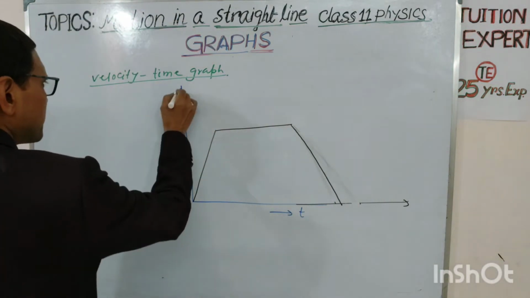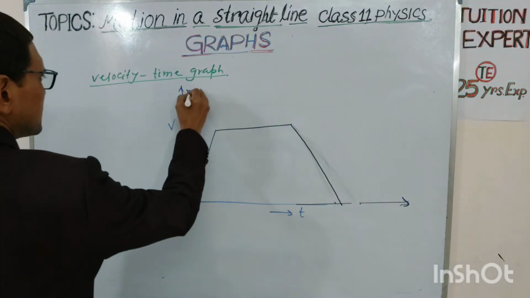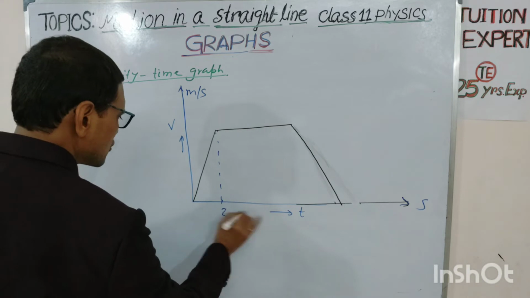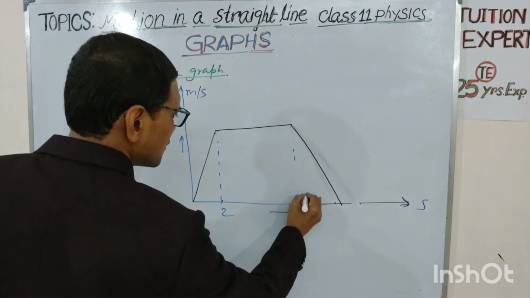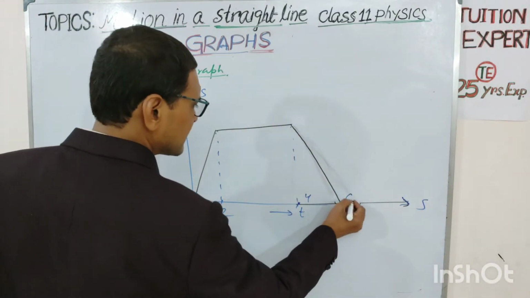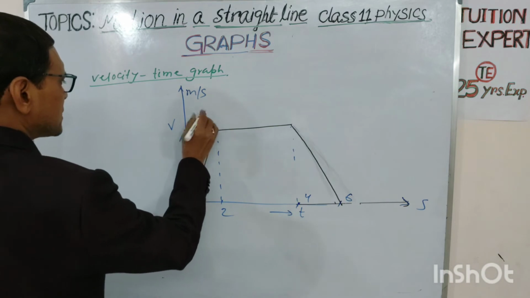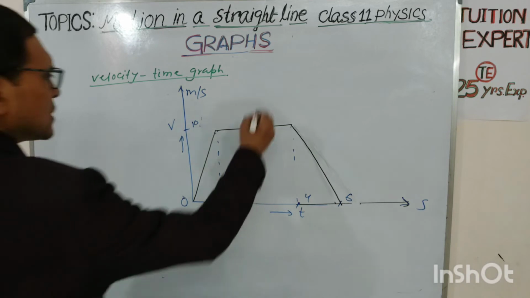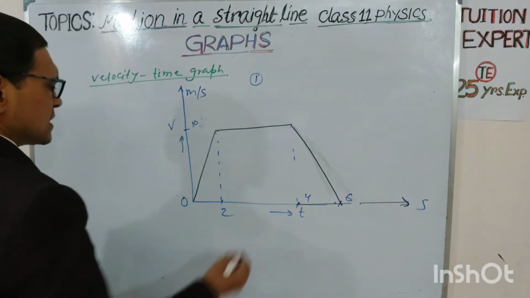This is a velocity-time graph. This axis is meter per second, and this is second. Suppose this value is 2 seconds, this value is 4 seconds, this is 6 seconds, and this is, suppose, 10, from the origin.